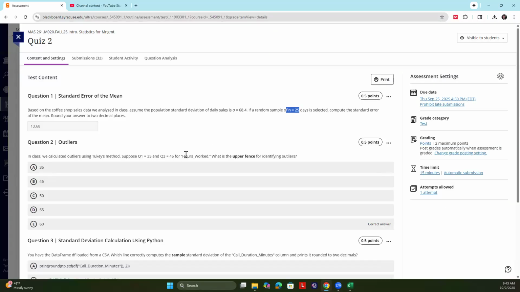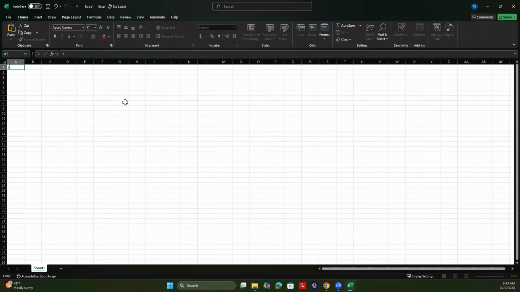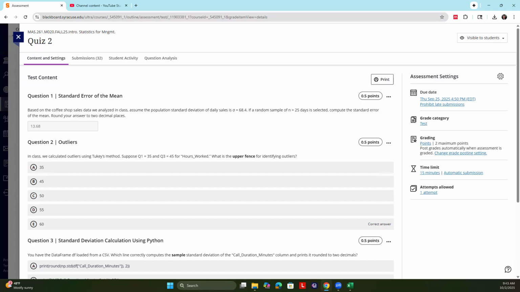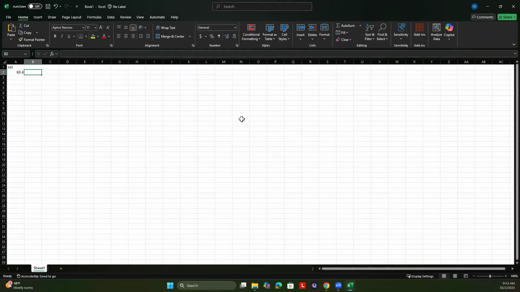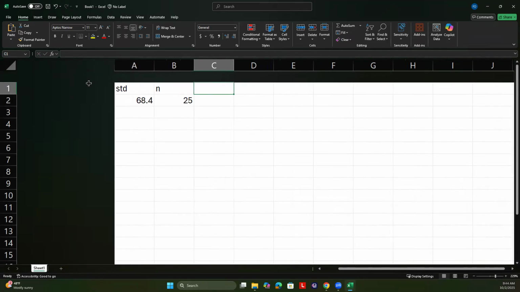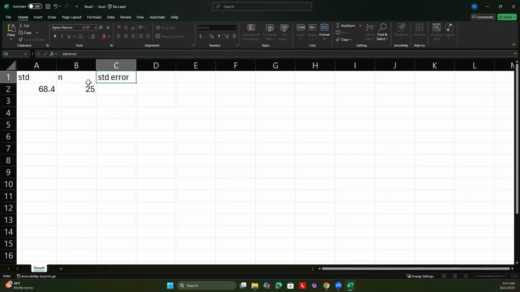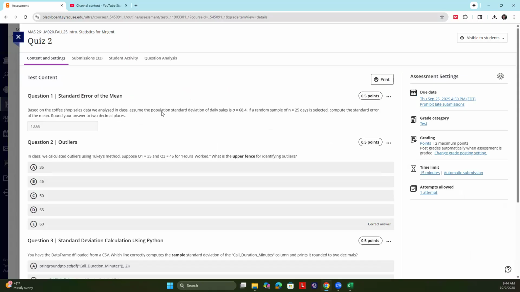right? So the standard deviation is 68.4 and n equals 25. To be able to calculate standard error, I will divide my standard deviation by square root of number of observations, and that will give us 13.68.